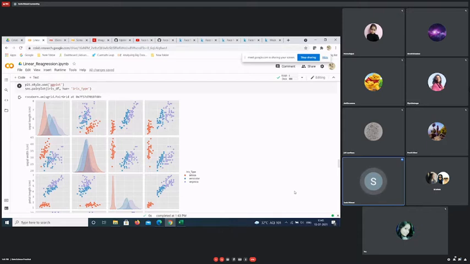So over here, pair plot. If I want to plot a pair plot using matplotlib, I can't do that. I have to create a function and then I have to plot it.